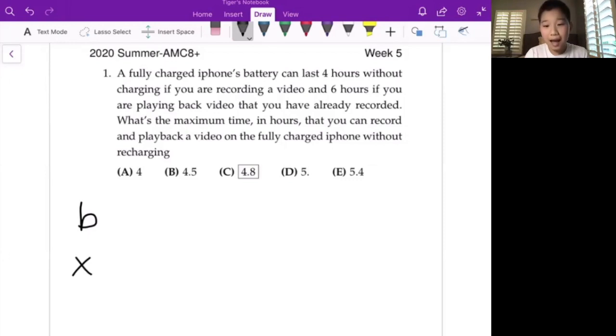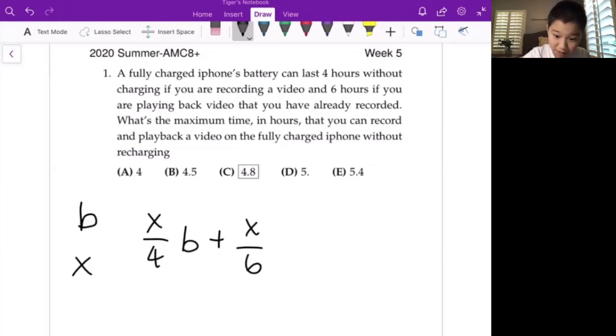So let's think of how much battery recording the video should use. If the video's 4 hours, it will use the battery completely. So if the video's X hours, then what would happen? Well, think about it. X out of 4 of the battery will be used. So X over 4 times B. And for playing back the video, it takes 6 hours to use all the battery, and it takes X hours to play back the video. So X out of 6 of the battery will be used. So X over 6 times B.